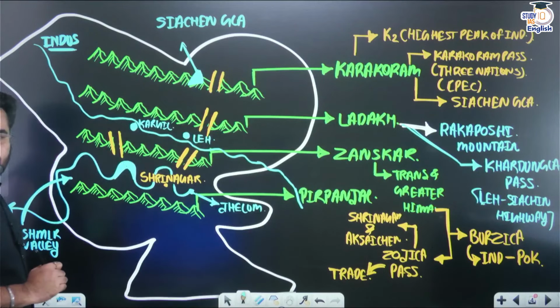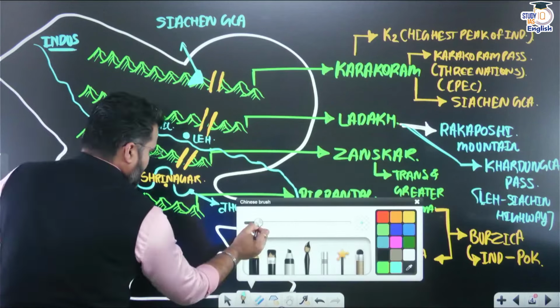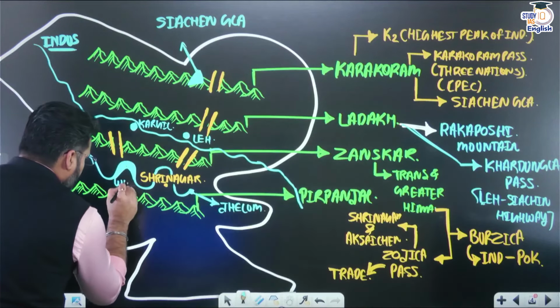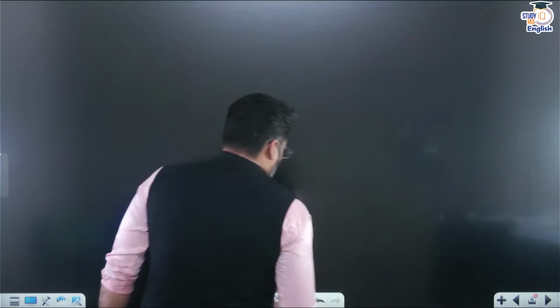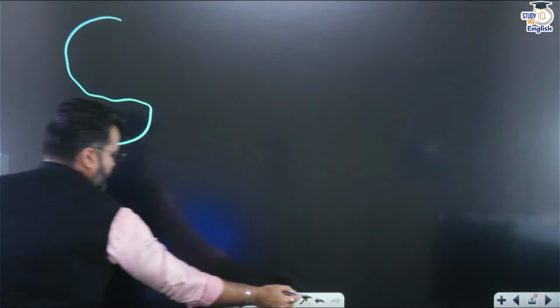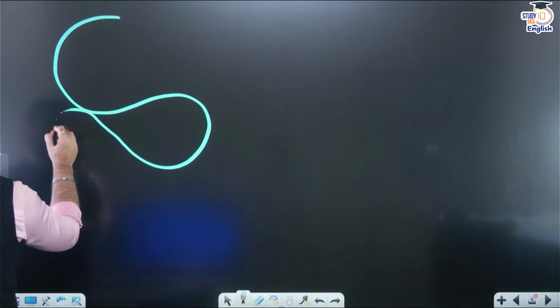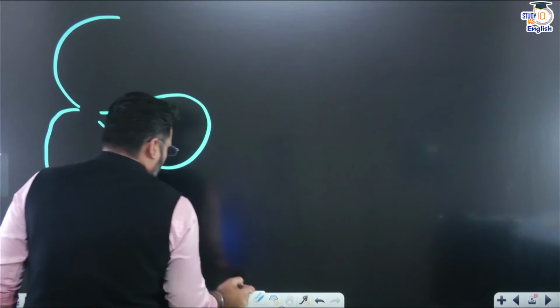This is Jhelum River, and Jhelum River used to meander in that part. This lake is called Wular Lake. Let me mention some facts about Wular Lake. This is Jhelum River, and the two meanders of Jhelum River are connected. This forms an Oxbow Lake.